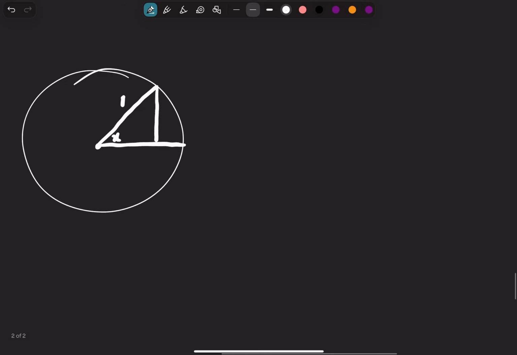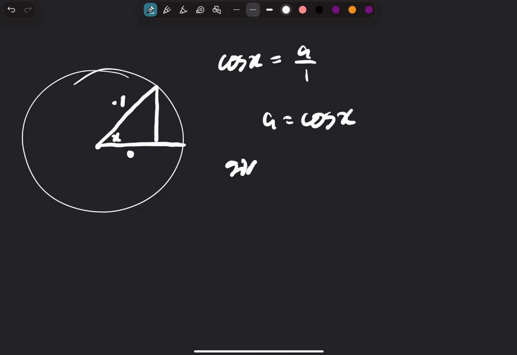cos of x equals adjacent over hypotenuse. This is the adjacent, this is the hypotenuse. So adjacent we'll just call a, divided by 1. So we now know that a equals cos of x, because we just multiply both sides by 1. Now we can do the same thing for the other side: sine of x equals opposite over hypotenuse, which is 1. So multiplying both sides by 1, sine x equals the opposite.